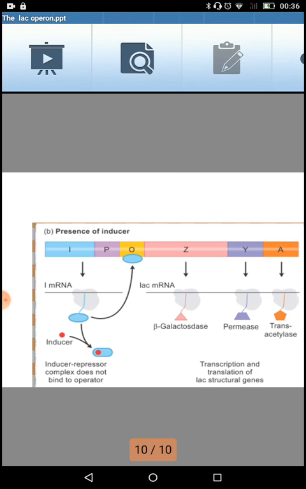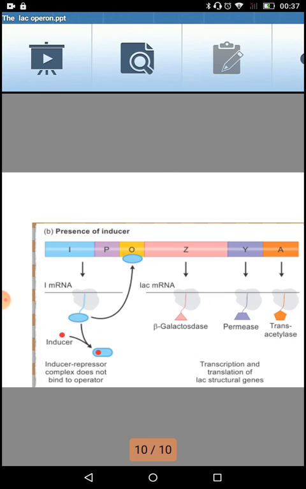Once the lactose is present, this I, you can see in the diagram, this I zone, which is called the regulatory zone, will definitely synthesize messenger RNA, and as a result of synthesizing messenger RNA, it will result in the formation of repressor protein. Now this repressor protein has a tendency of going to the operator and joining with it, thus hindering the process of transcription.